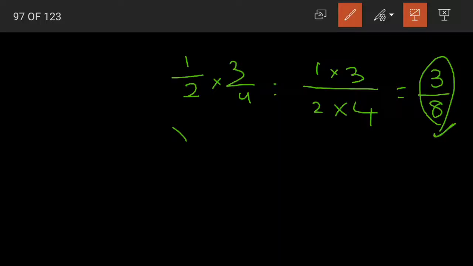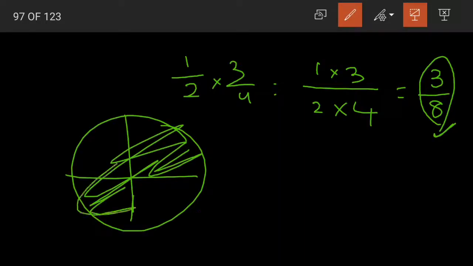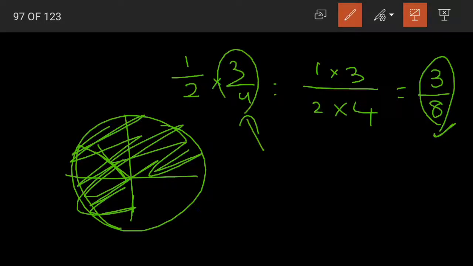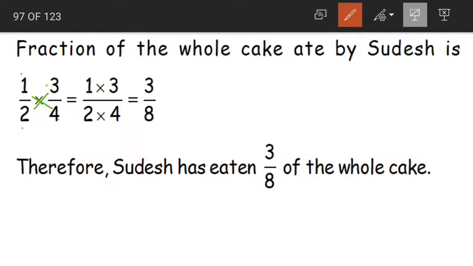Are you understanding the difference? See, from 3 by 4, he ate only half. So from the fraction that was kept on the table, from that he ate only half. But if we consider the whole cake, from that whole cake, Sudesh had 3 by 8 of the cake. This is the difference, children.